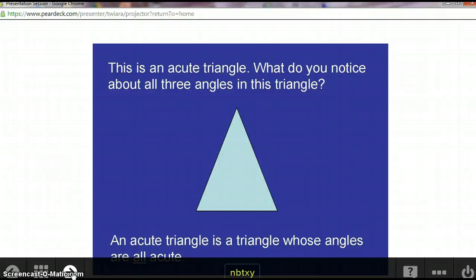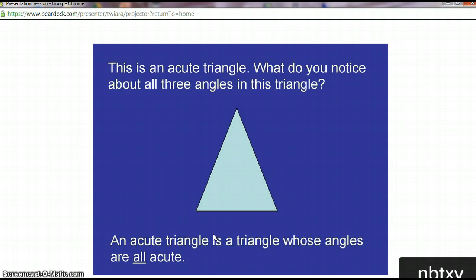Haley, what do you notice? They're all acute. We know that an acute triangle is a triangle whose angles are all acute. If you'll think back to a few weeks ago when you had your protractors out, we were not measuring triangles, we were just measuring angles. How do we know if an angle was acute? What was the cutoff number? What was it, Kyle? 90. It had to be less than 90 degrees but greater than 0. If it was exactly 90, we would call it a right angle.